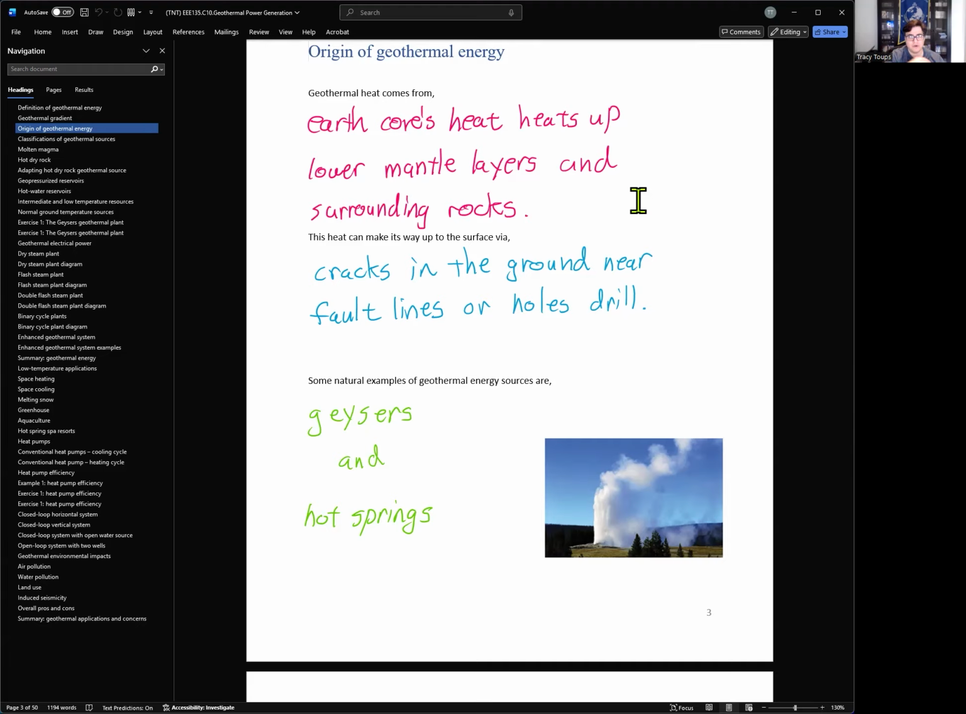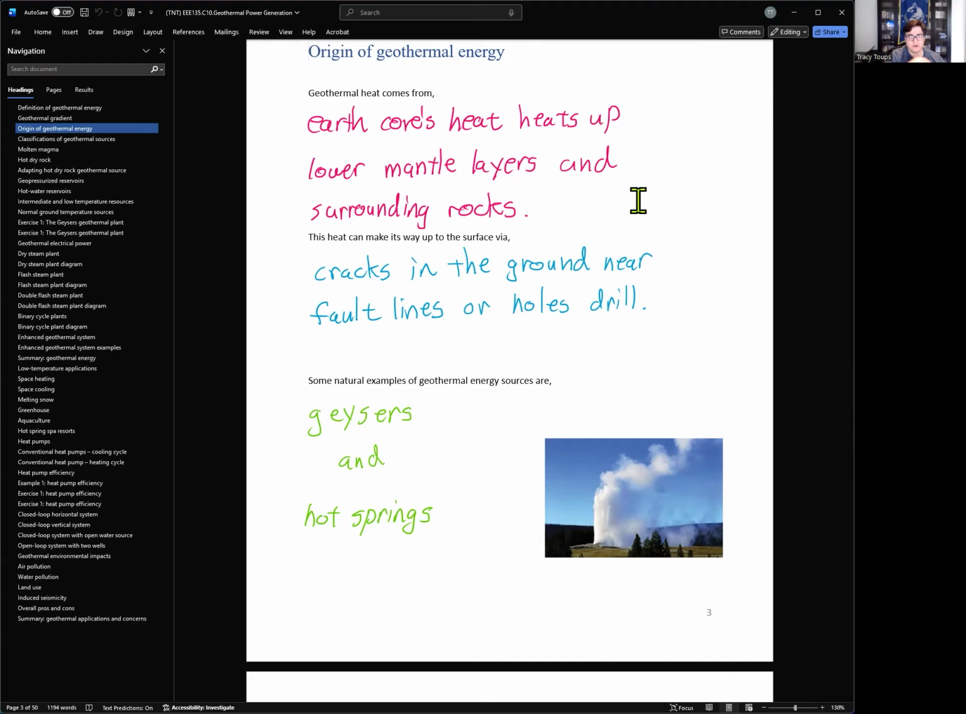Eventually, this heat can make its way up to the surface where we can harness it by cracks in the ground near fault lines. So if you ever have mountains or earthquakes, right? Say like the San Andreas fault line, you've heard that here in California. That's where you'll typically find cracks in the earth where the heat escapes. Or it could be man-made, where we drill holes into the earth to force it out. But it's very expensive, but we can do that.